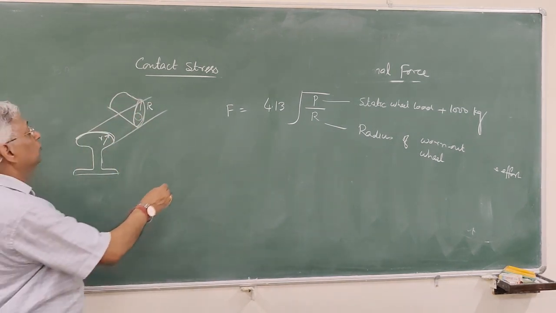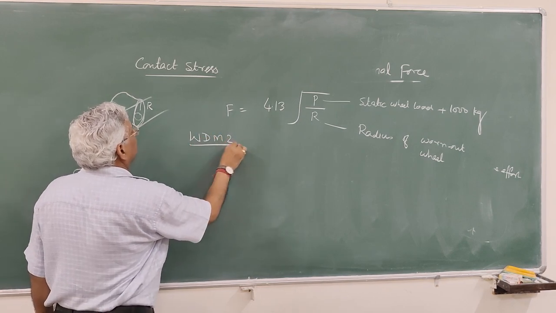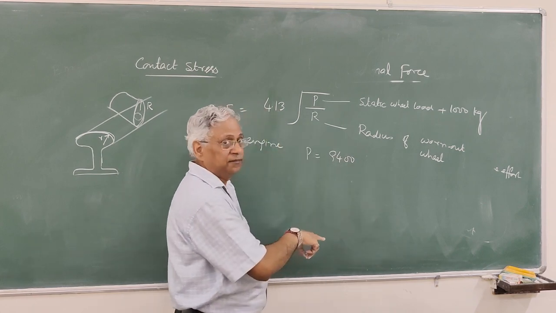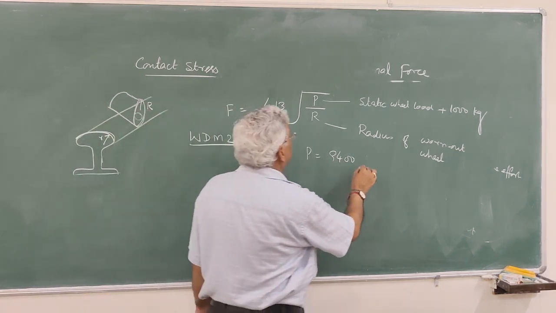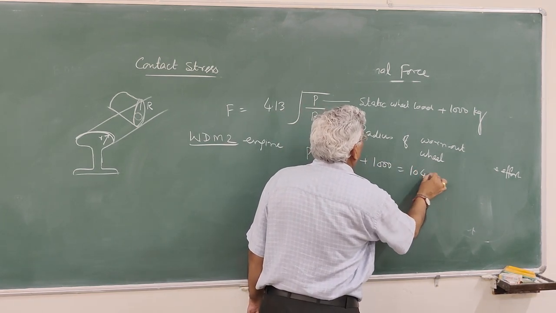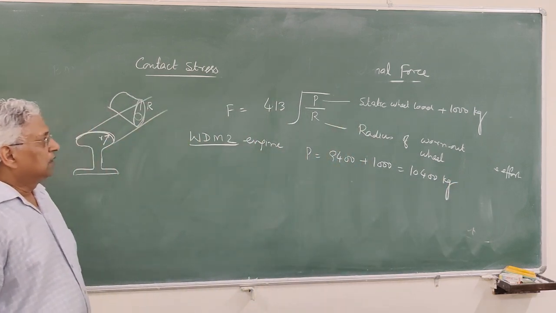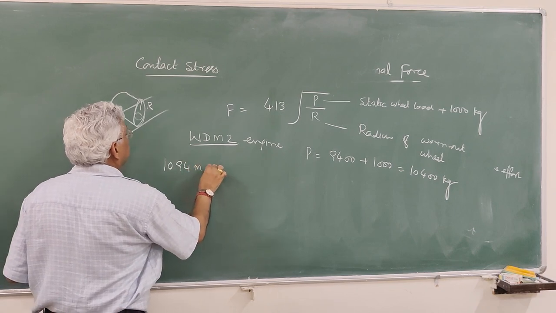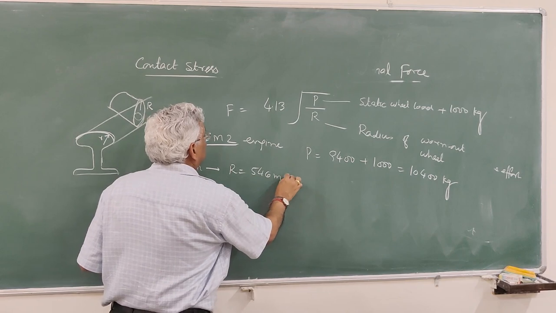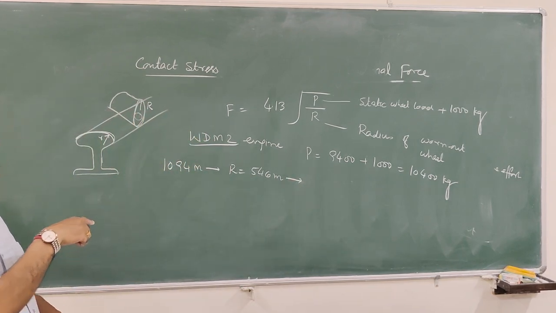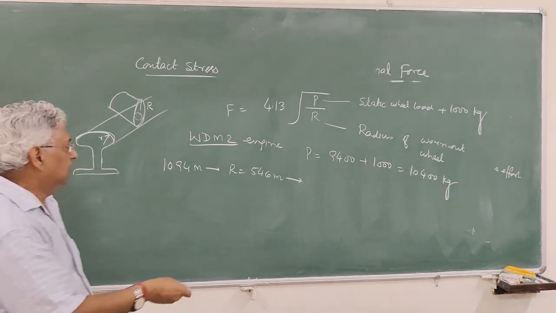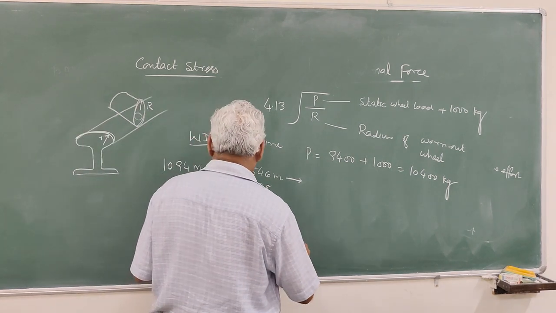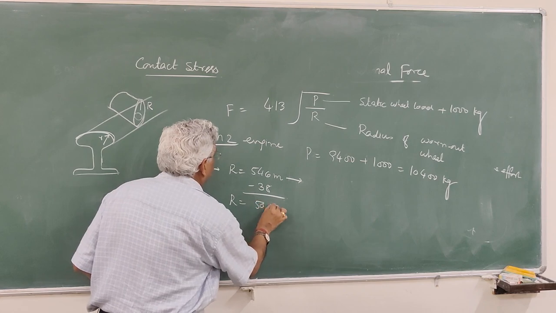So if you take an example of a WDM2 diesel engine, here P is 9400 kg, that is the static wheel load, plus add 1000 kg, that gives you 10,400 kg, and the diameter of this wheel is 1092 millimeter, or you can say the radius is 546 millimeter. The maximum wear which is allowed on this wheel is 38 millimeter, and therefore the radius is reduced by 38 millimeter. That will be 508. So R will be 508 millimeter.